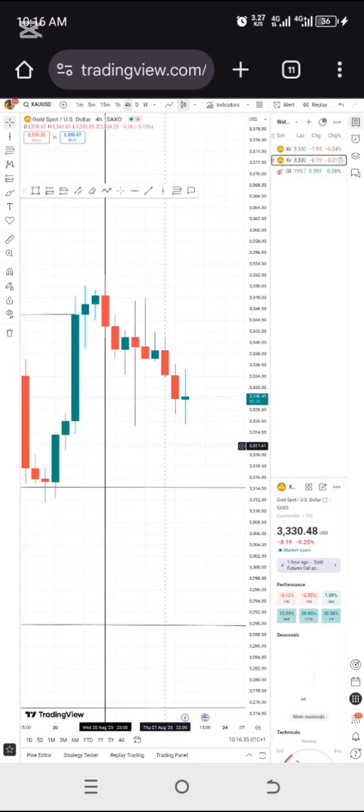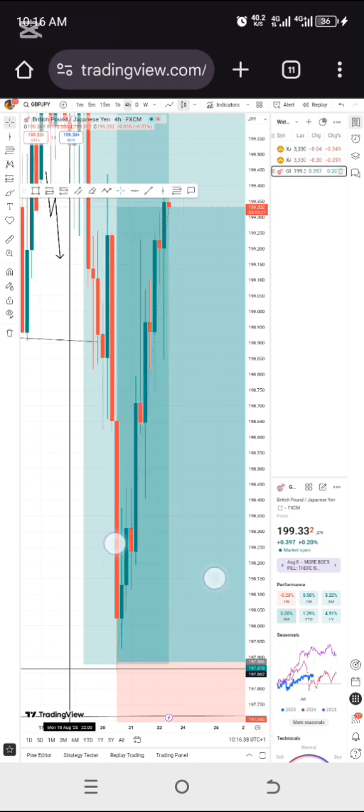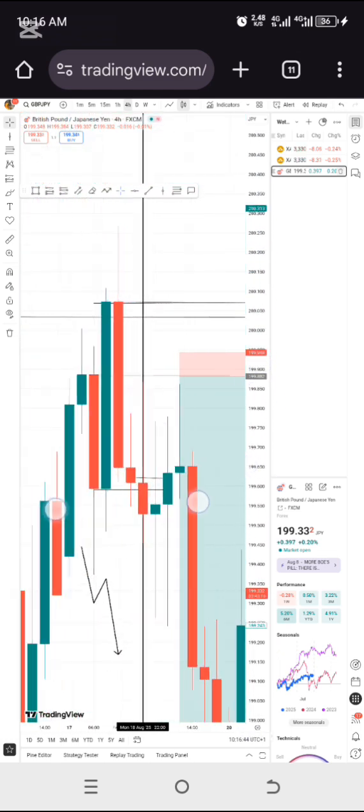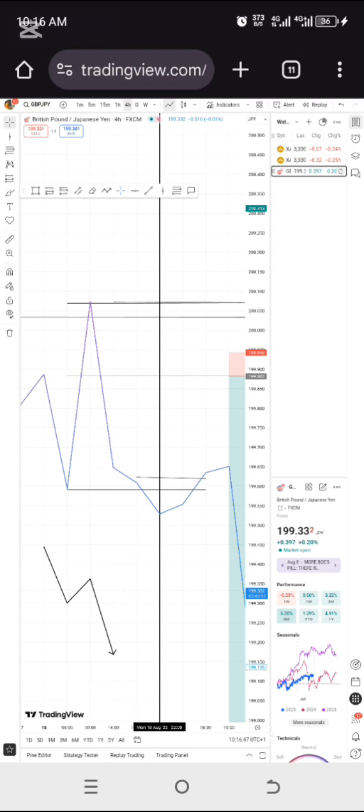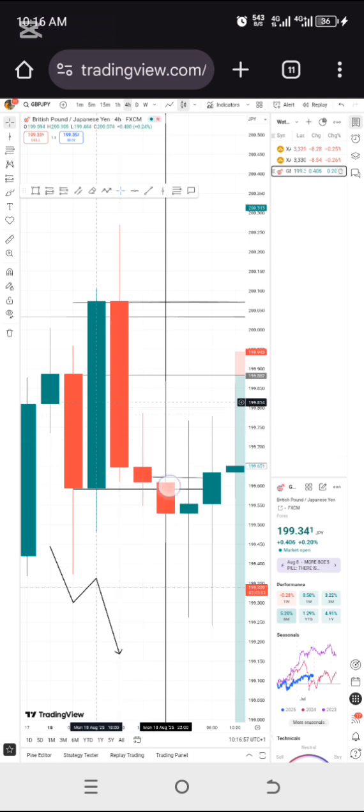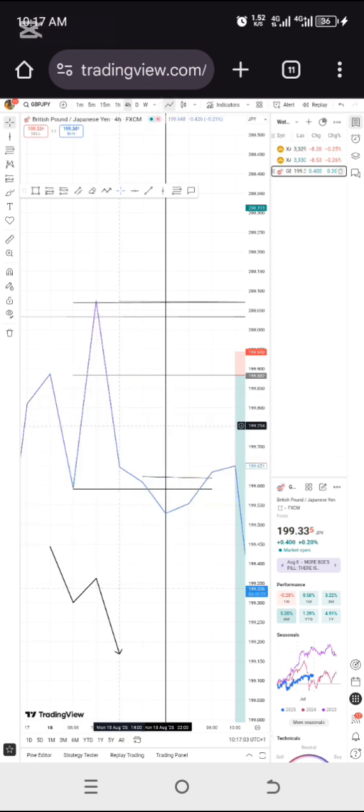Now let's go to that GBPJPY. During this particular time, notice I indicated here as a low. Do you get? But there are only 3 candles here. Do you get? Only 3 candles here. So how is it that it is a low? Just use your line chart to identify the low.